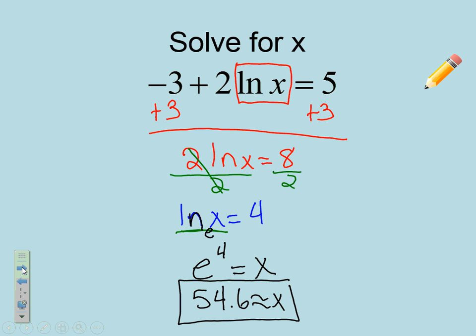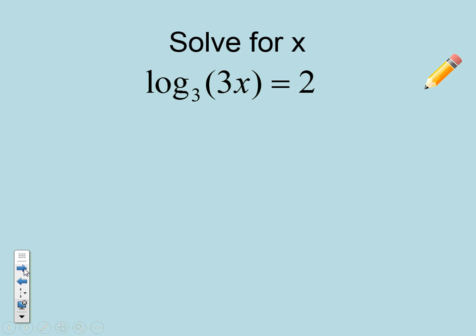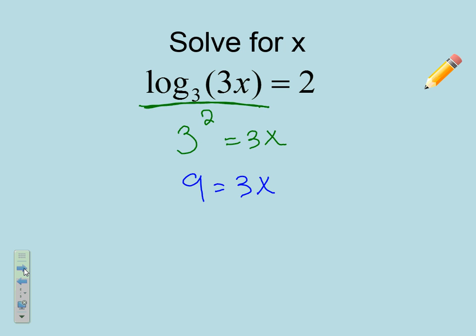All right, here, ladies and gentlemen, our log is actually all by itself because this 3x is part of the log. So from here, we're going to go straight into exponential form. My base is 3, my exponent is 2, and it equals 3x. Well, 3 squared is 9. So I get 9 equals 3x. To get x by itself, I'm going to divide both sides by 3. So 3 equals x.